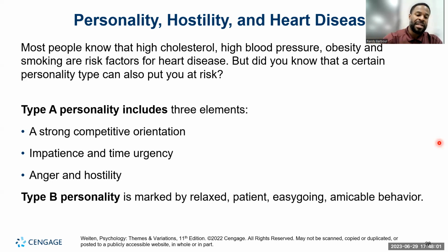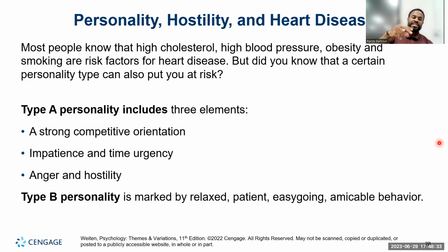So with a type A personality, you identify three elements, right? This person is going to be more competitive. They're going to be more impatient and time urgent. They're going to have more anger and hostility, right? As opposed to someone who is a type B personality, they're going to be more relaxed. They're going to be more patient, easygoing, and have more amicable behavior. So they're not going to be angry and hostile towards people. They're going to be a little more easygoing, a little more forgiving and gracious towards people, right?